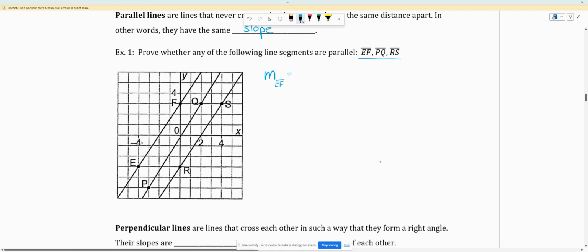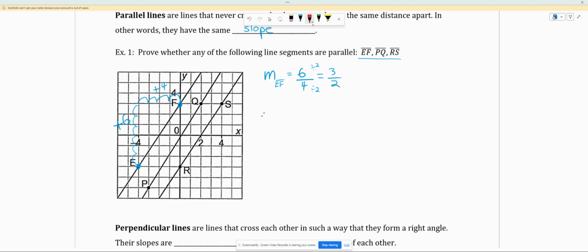And so the rise of that, let's take a look. We're going from E here to F. Let's get our rise. It goes 1, 2, 3, 4, 5, 6. So this is plus 6. Our run looks like it's 1, 2, 3, 4, so plus 4 because we're going to the right. Divide both by 2, of course, and that's going to give us 3 over 2 as our slope.